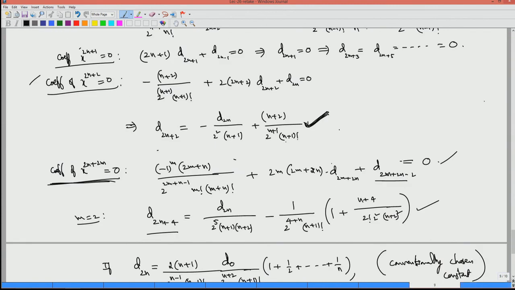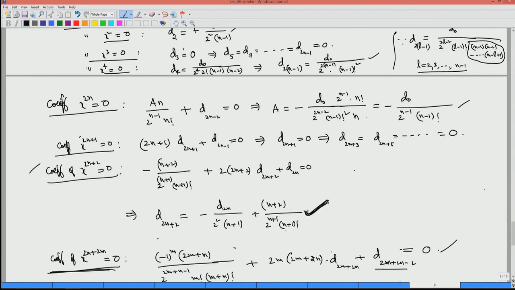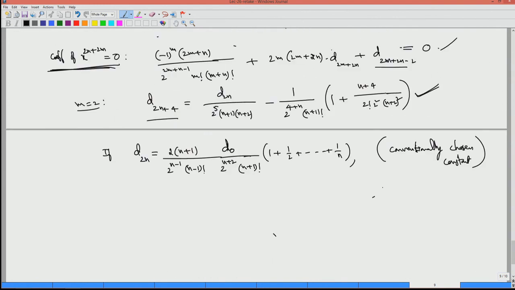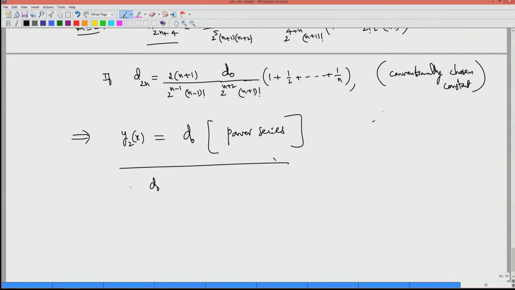terms of d naught, again d2n plus 4 will be in terms of d naught, everything in terms of d naught, and earlier you have seen a also in terms of d naught, and d2n minus 1 also in terms of d naught. So, this implies you have your y2, whatever you get, as some power series times d naught. Choose your d naught as 1, finally because of the constant, this y2 of x is your yn of x. So, this is the Bessel function of second kind.